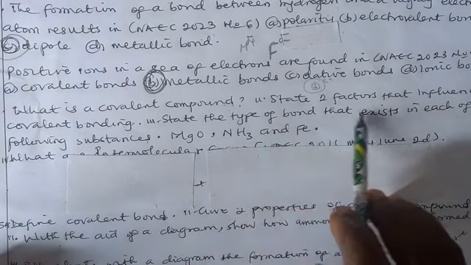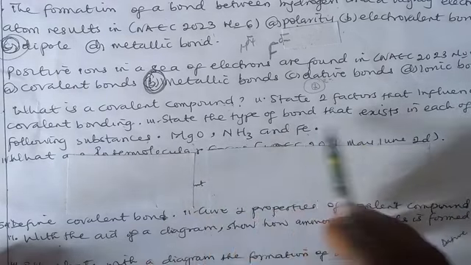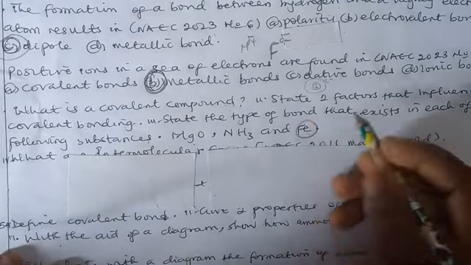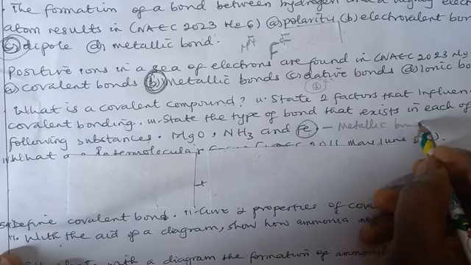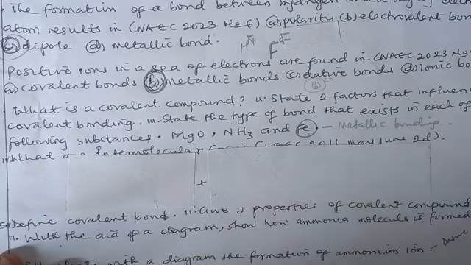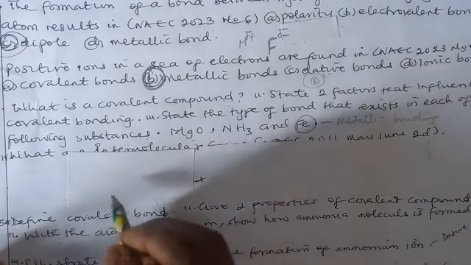State the type of bond that exists in each of the following substances: magnesium oxide, ammonia, and iron. For iron, the kind of bonding is metallic bonding. For ammonia, that reminds me of dative bonding that I need to go over. I'll quickly explain that of magnesium oxide first.